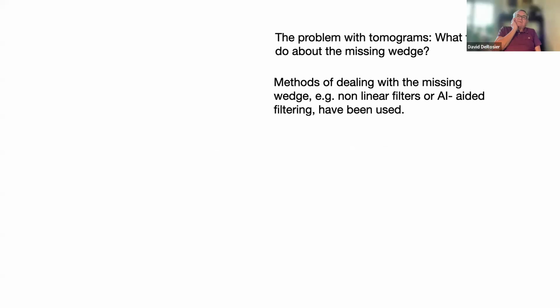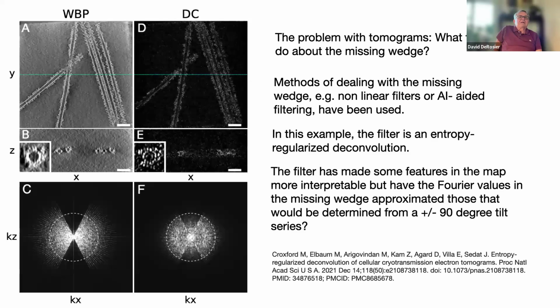So the one thing about tomograms is the missing wedge. And there are methods of dealing with a missing wedge, such as nonlinear filters or artificial intelligence-aided filtering. Those have been used. And here's an example of a nonlinear filter used by Sadat and co-workers to try and restore the missing wedge. And what you can see here is this filter has done a pretty good job of making the elements on this microtubule visible. You can see the dots.